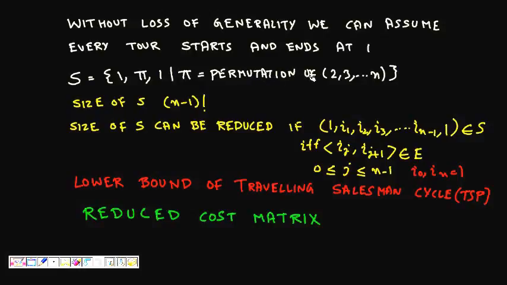How many possibilities are there for this permutation? If we have n minus 1 nodes, from 2 till n, then we have (n minus 1) factorial permutations.